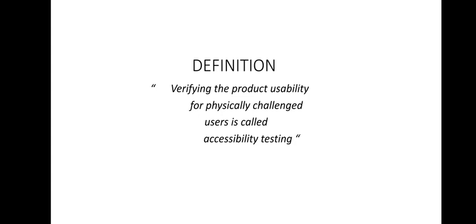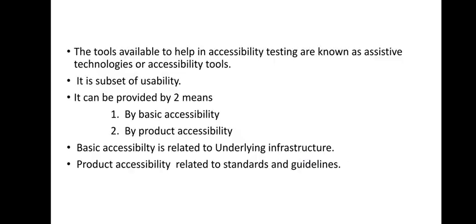So in accessibility testing, we have a lot of tools to provide good usability to these kinds of people. These tools are basically known as assistive technologies or accessibility tools. So let us talk further about accessibility testing. Basically, this is another part of usability testing. Accessibility testing is a subset of usability testing. You can see point number 2 here. In point number 3, there is a very important thing: how we can do this.